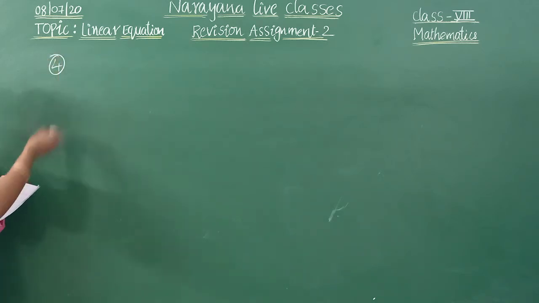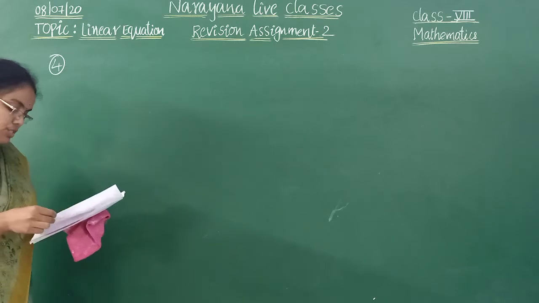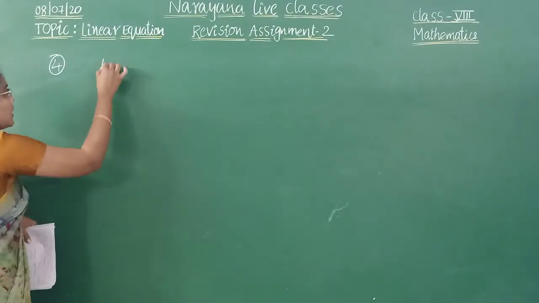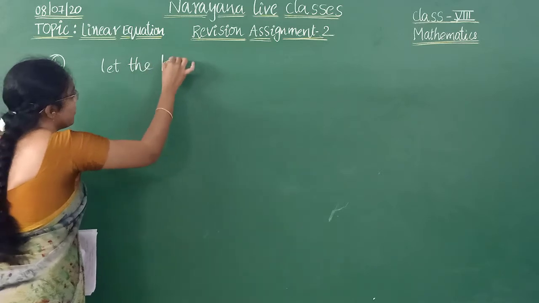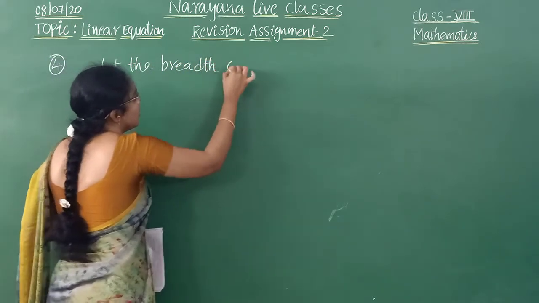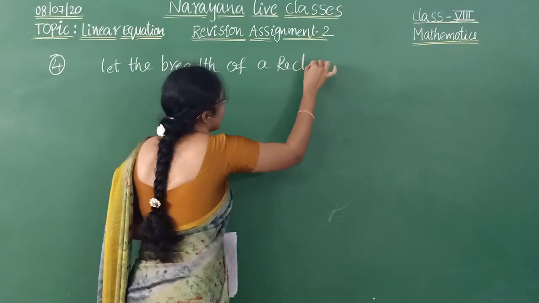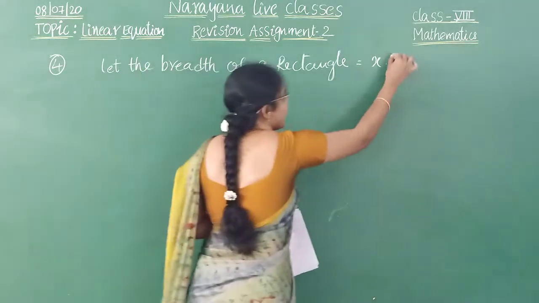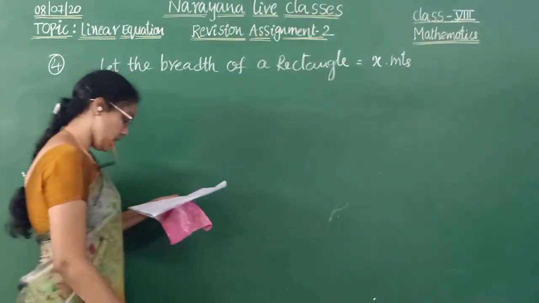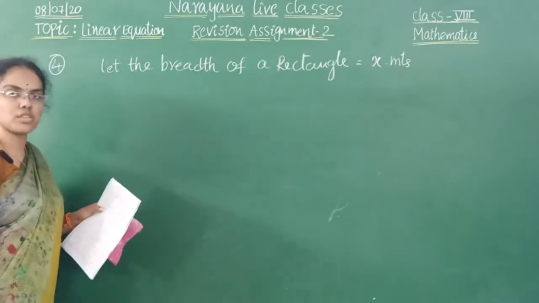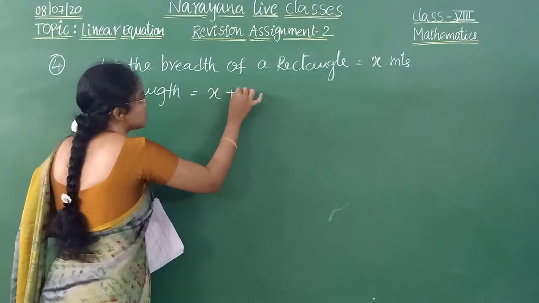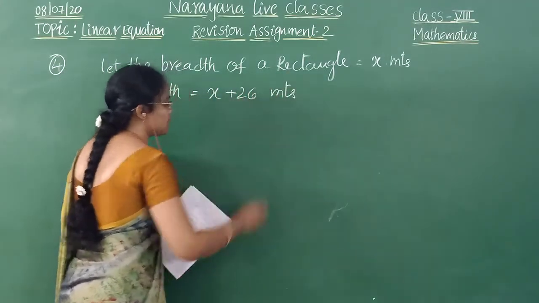Fourth question. The distance around a rectangular field is 400 meters. The length of the field is 26 meters more than the breadth. We don't know the breadth; length is based on the breadth. Let the breadth of the rectangle be x meters. The given length of the field is 26 more than the breadth, so length is x plus 26 meters.